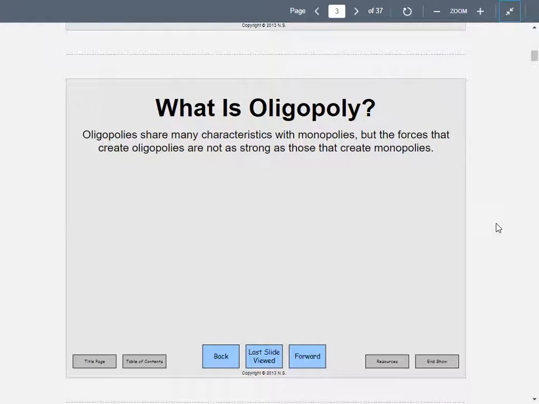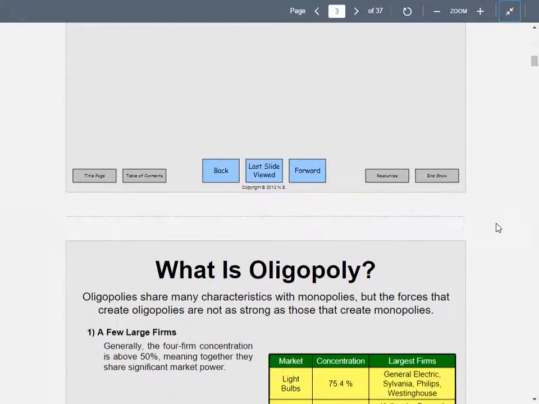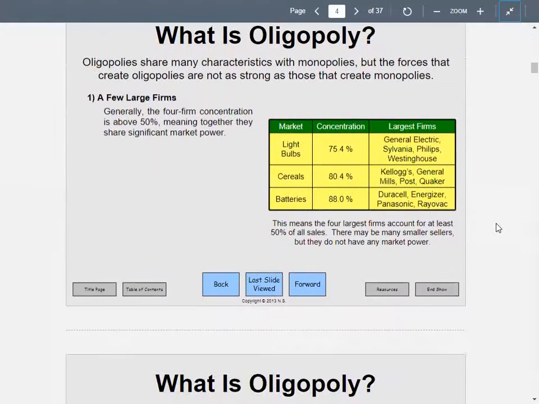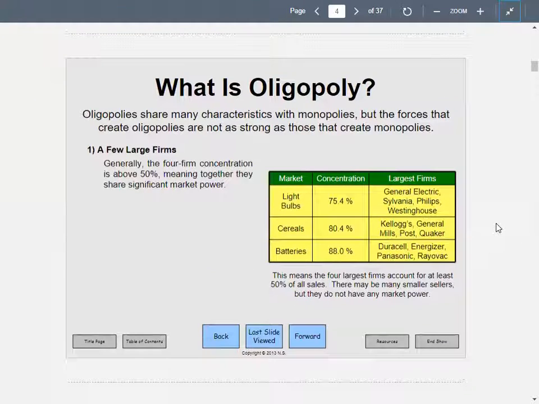Oligopolies share many characteristics with monopolies, but the forces that create oligopolies are not as strong as those that create monopolies. Generally, the four-firm concentration is above 50%, meaning together they share market power. So there's only a few large firms.